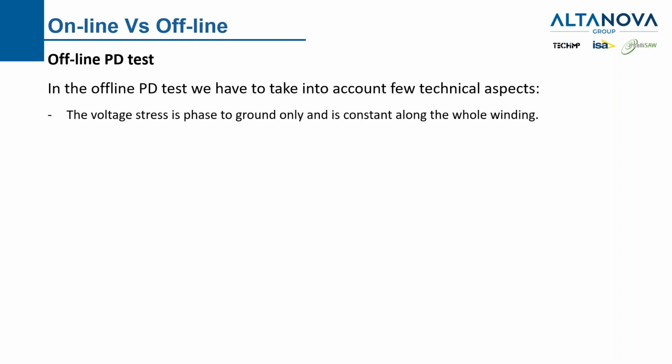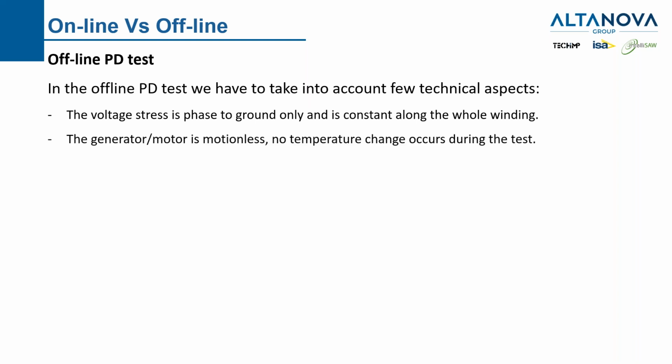The voltage stress here is phase to ground, and it's constant along the whole winding. We don't have any phase-to-phase stress, and we have the very same voltage stress applied to the whole winding, while in normal working conditions we have a variable voltage stress along the winding. Then the generator or the motor is motionless, steady, and there are no significant temperature changes during the test.